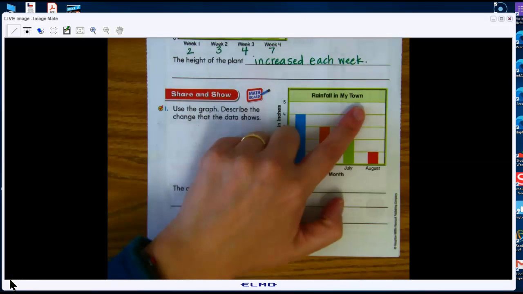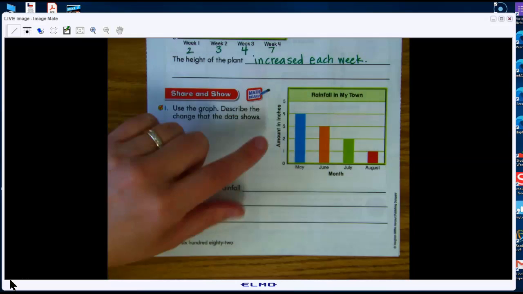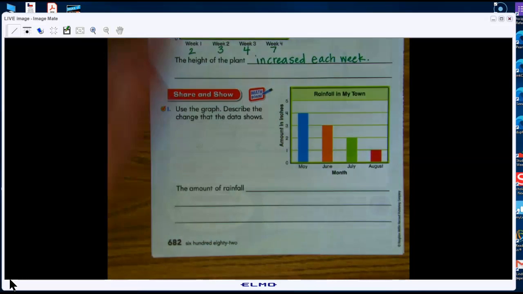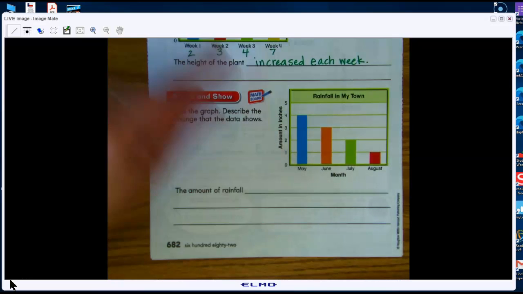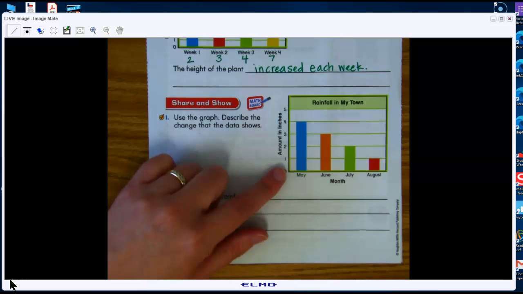Rainfall in my town. This is each month. Are we doing weeks anymore? No, we're doing months. And this tells me how many inches. Oh, this one was inches. This tells me how many inches of rain. This one told me how many inches, how tall the plant was. But this one tells me how many inches of rain.